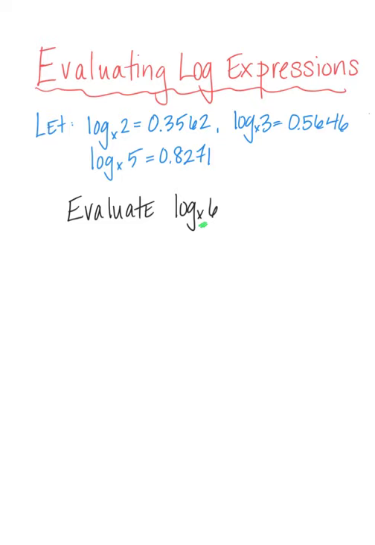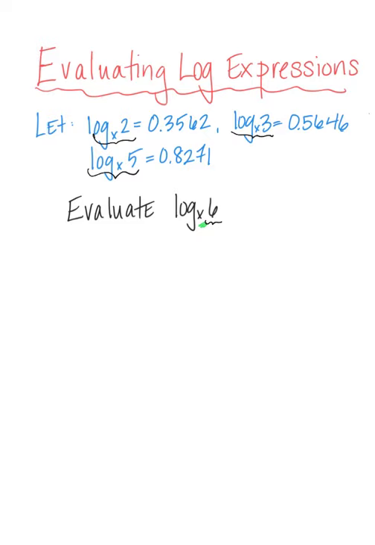So if you look at what you are given as a definition, we are going to let log base x of 2 equal 0.3562. And we are also defining log base x of 3 as 0.5646 and log base x of 5 as 0.8271. Now, what we're going to need to do is somehow rewrite this 6 in terms of 2, 3, and 5.